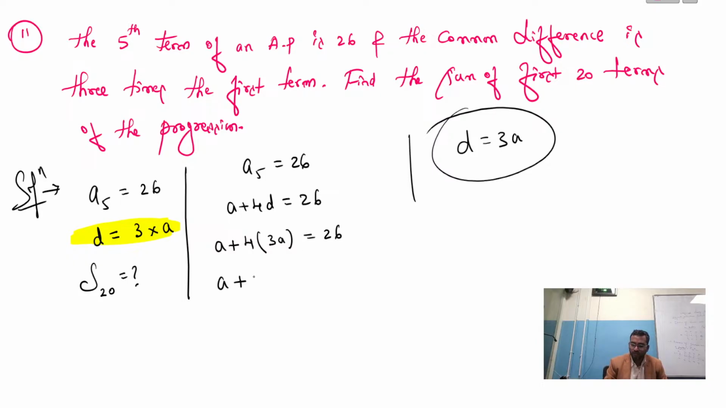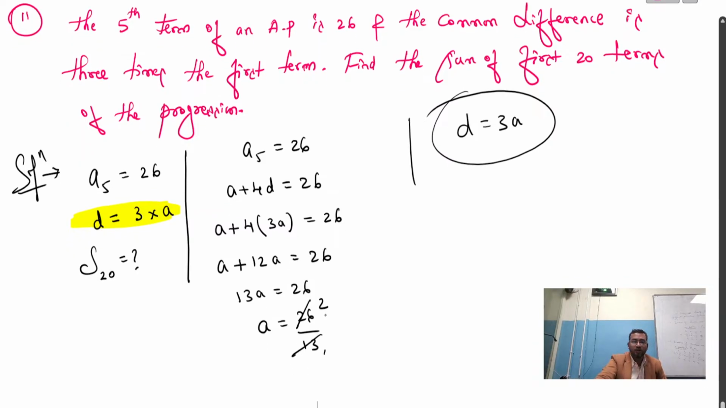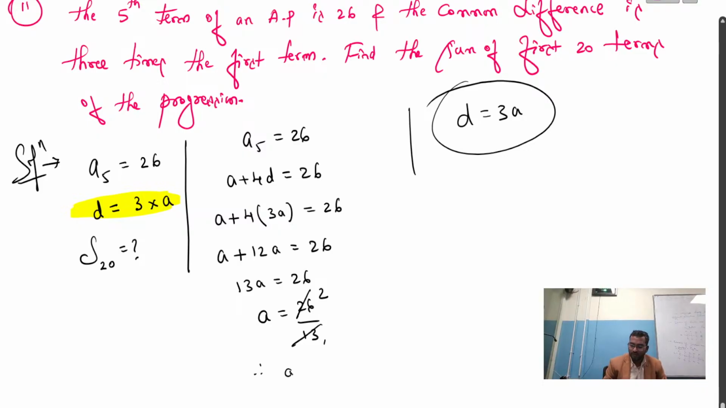A plus 4 times 3A, 4 threes are 12A, that is equal to 26. 12A plus 1A is 13A, equal to 26. The value of A is 26 by 13. So 13 ones are 13, 13 twos are 26. Now as you can see, we got the value of A. Therefore, we can say that the value of A is 2.